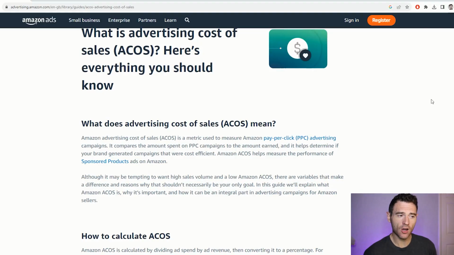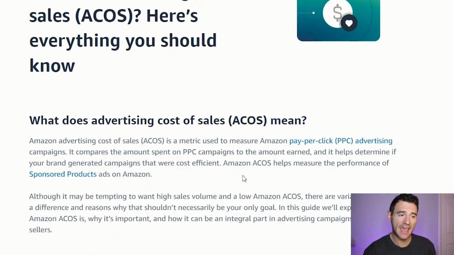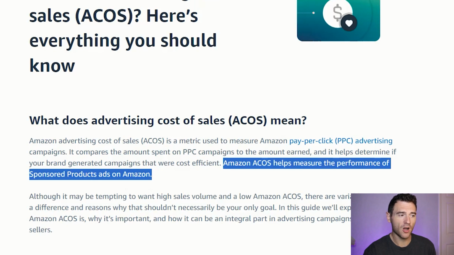Here they say that Acos is a metric used to measure Amazon pay-per-click advertising campaigns. It compares the amount spent on your campaigns to the amount earned, and it helps determine if your brand-generated campaigns were cost efficient. And finally here it says Amazon Acos helps measure the performance of sponsored product ads on Amazon. Now yes it does, but if you don't know how to utilize Acos, this can be a really confusing and in fact quite a dangerous metric.